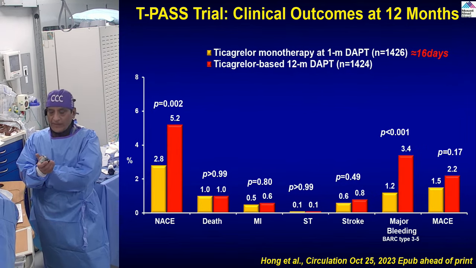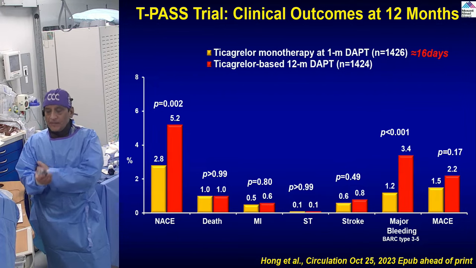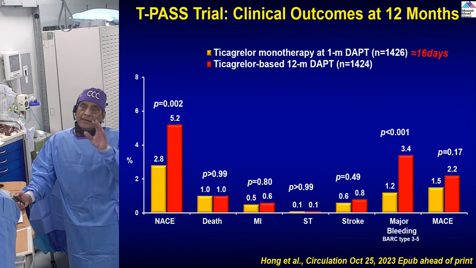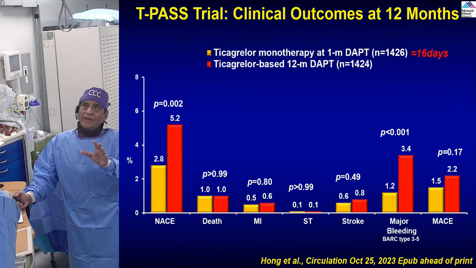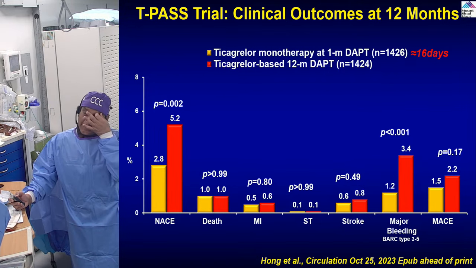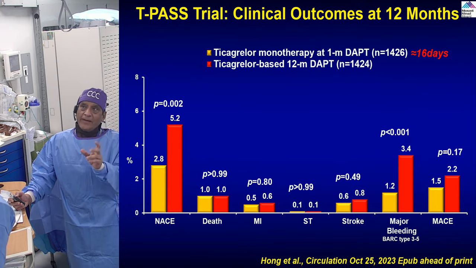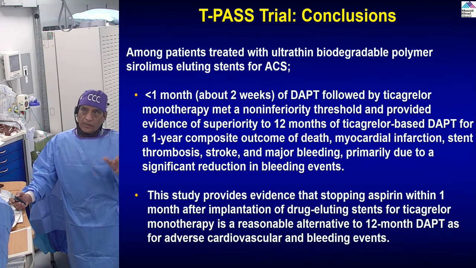So overall, a very effective strategy. These were patients with acute coronary syndrome, but more importantly, they were simple cases. They were not complex, and DAPT was stopped at 16 days, not at time zero. So it was truly modified DAPT, and supposed to be effective.